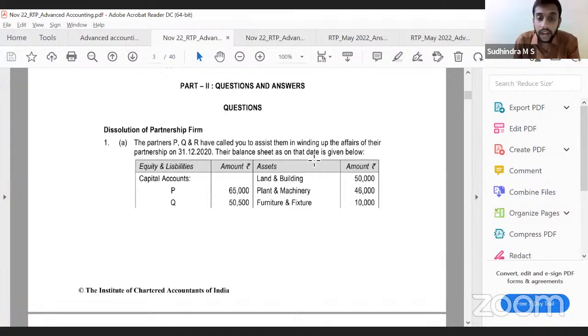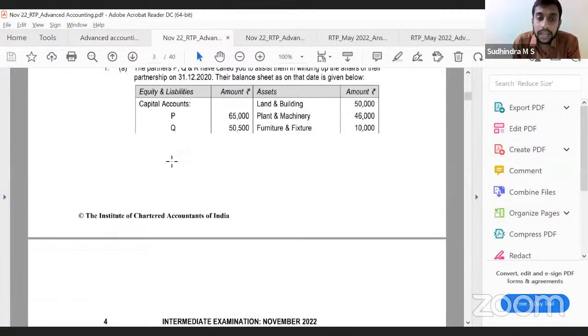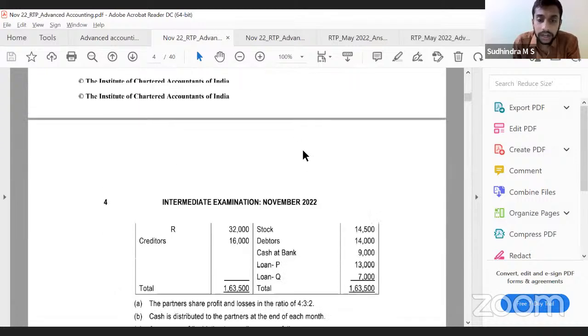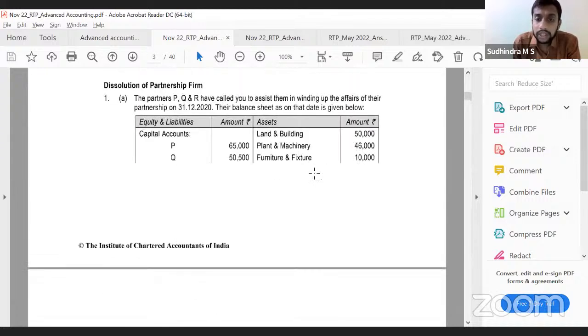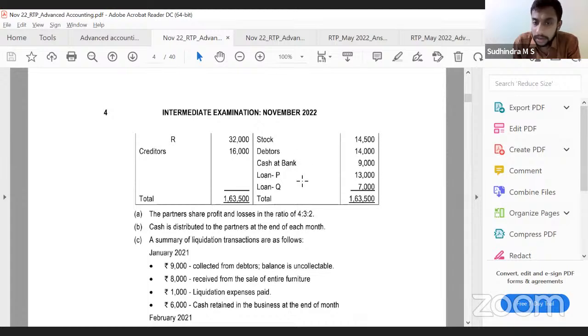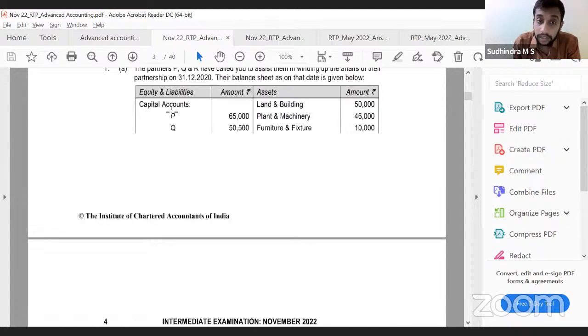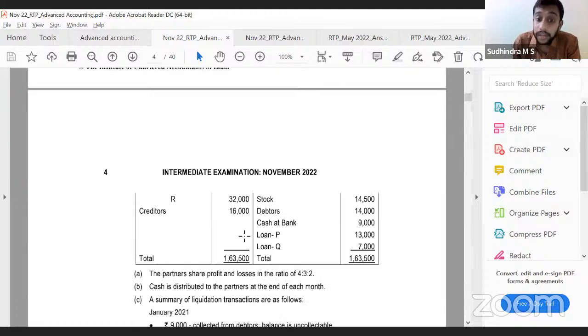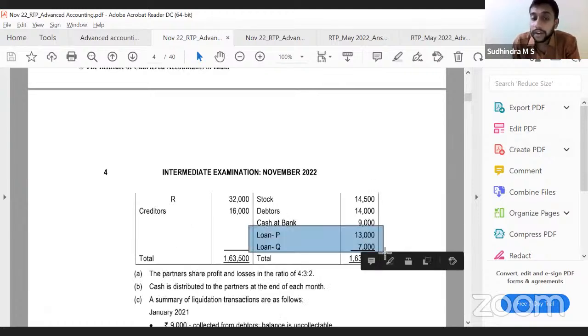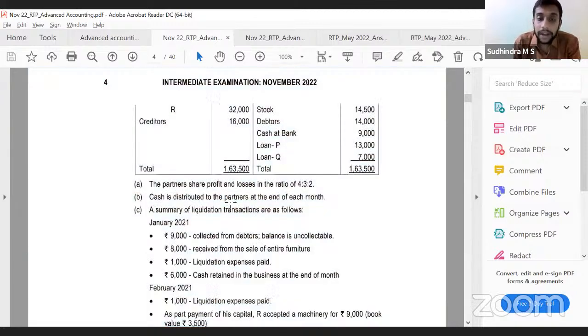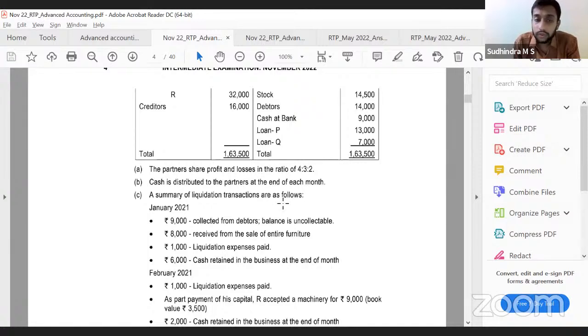Partners P, Q, and R have called you to assist them in winding up of the affairs of their partnership on 31st of December 2020. Their balance sheet as on that date is given below. Capital account, creditors, land and building, plant and machinery, furniture and fixtures, stock, debtors, cash and loan to P and Q. P and Q are partners. Loan is a debit balance. Debit balance means receivable from partners. What do we do? Adjust with capital. Yes, adjust with the capital. Very good. Partners share profit and losses in the ratio 4:3:2.